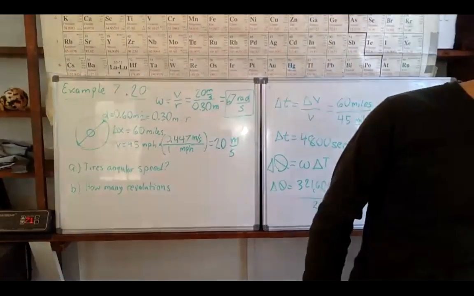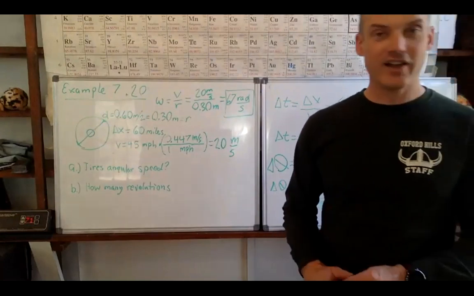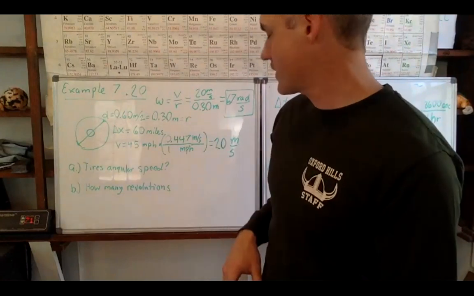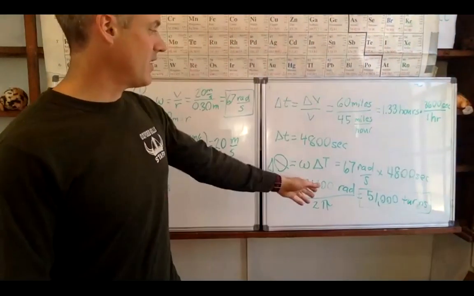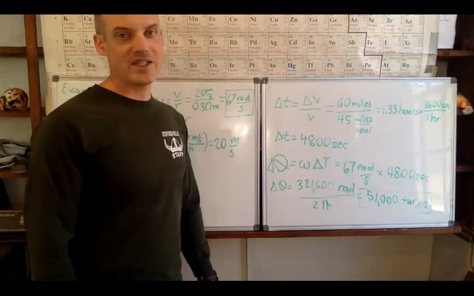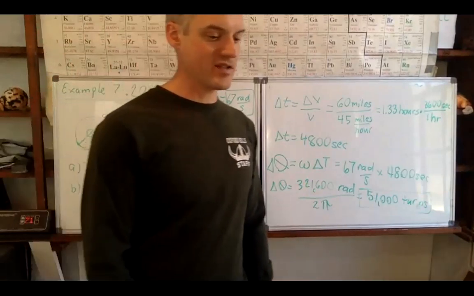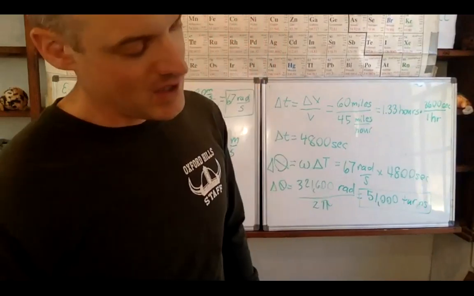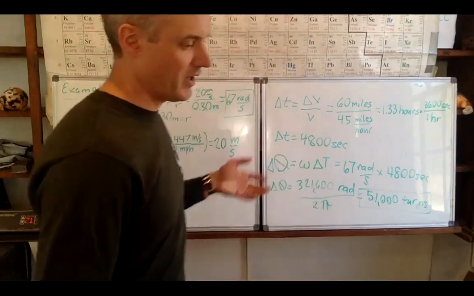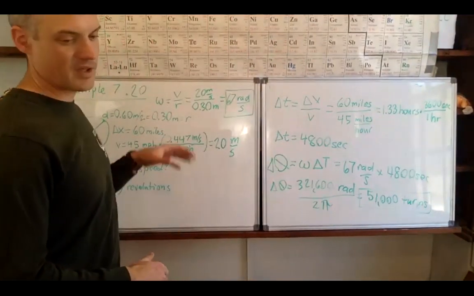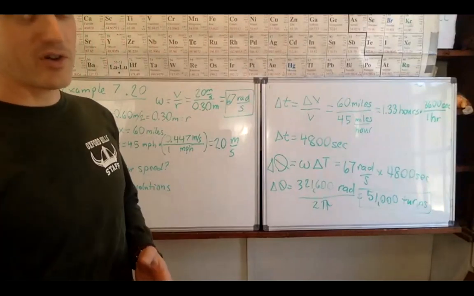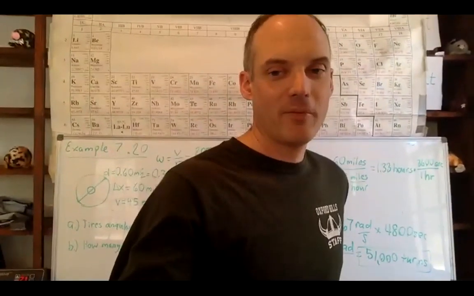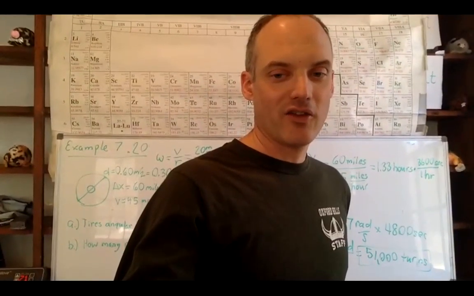So in making your trip a reality to steal toilet paper, your tires are moving at 67 radians per second, and they have to rotate 51,000 times in order to successfully get back with the goods. So that's just a little bit of information about how rolling motion works, and hopefully that helps explain the notes and the concepts for you there. Thanks for tuning in.